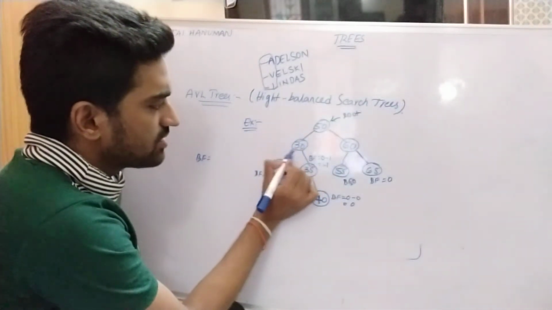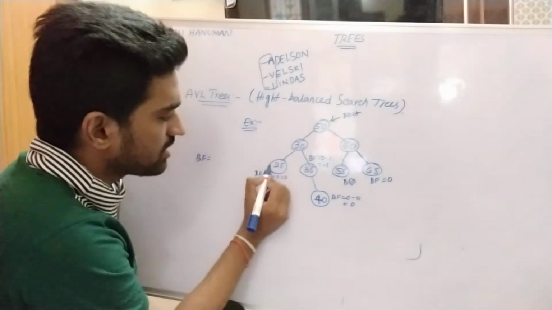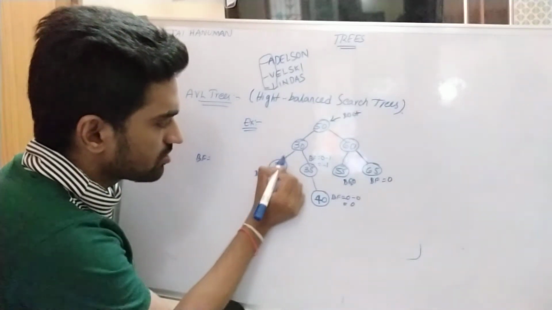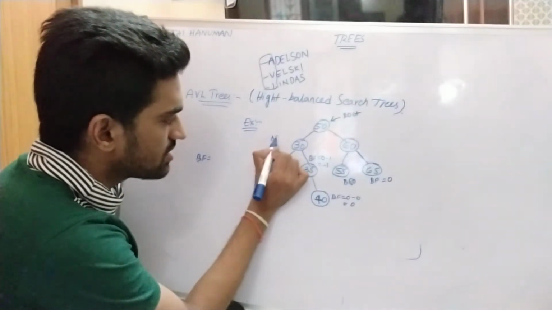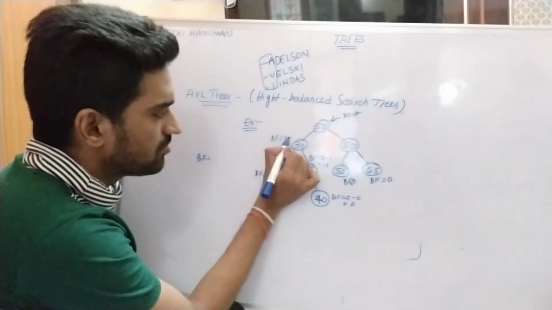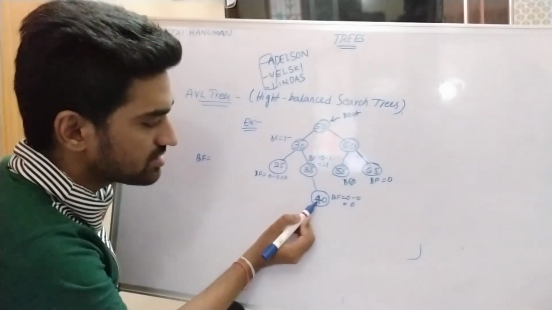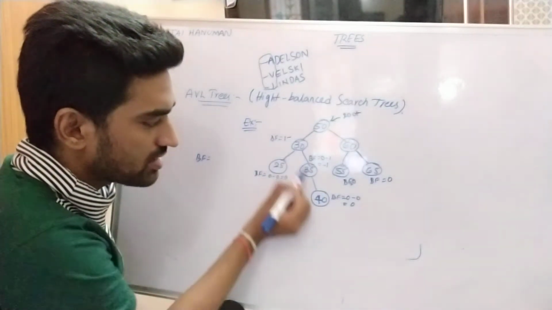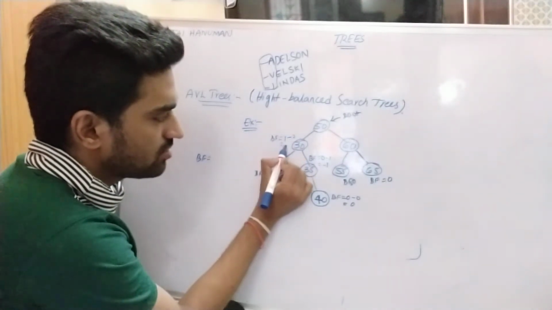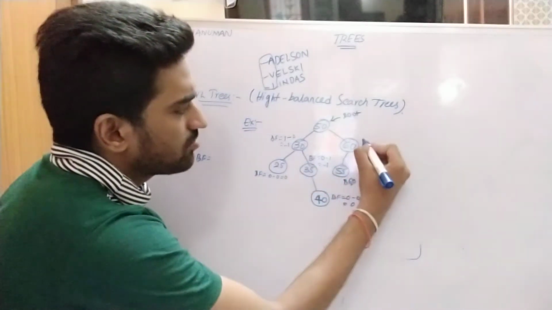Then I am calculating the balancing factor for this one. The height of the left subtree is 1, minus the height of the right subtree. The number of edges of the longest path from the leaf node to that node is 1, 2, which is equivalent to minus 1. Then here I am calculating the balancing factor.